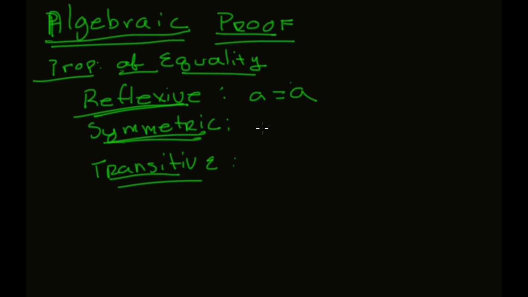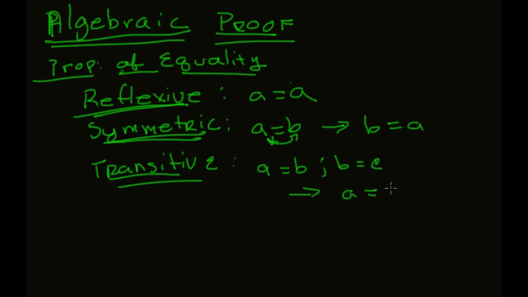The second property, the symmetric property, says if A equals B, then B has to equal A, which means that you can switch things with respect to an equal sign. So you have symmetry over the equal sign. The transitive property says if A is equal to B and B is equal to C, then we can conclude that A is equal to C. Okay, so if A is equal to B and B is equal to C, then these things are equal to each other. Okay, so that's how we deal with properties with respect to equality.